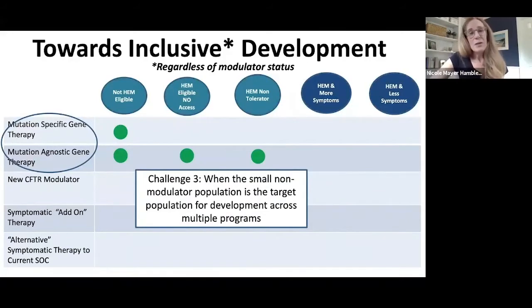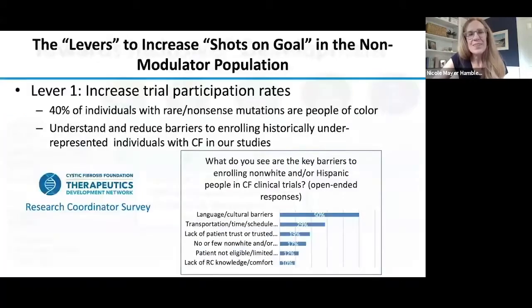Our third challenge that I want to talk about is when the small non-modulator population is the target population for multiple development programs. And we want to have multiple shots on goal for this population. So what are the levers here to increase those shots on goal in this population? Well, the first lever we have is really to just increase our trial participation rates.